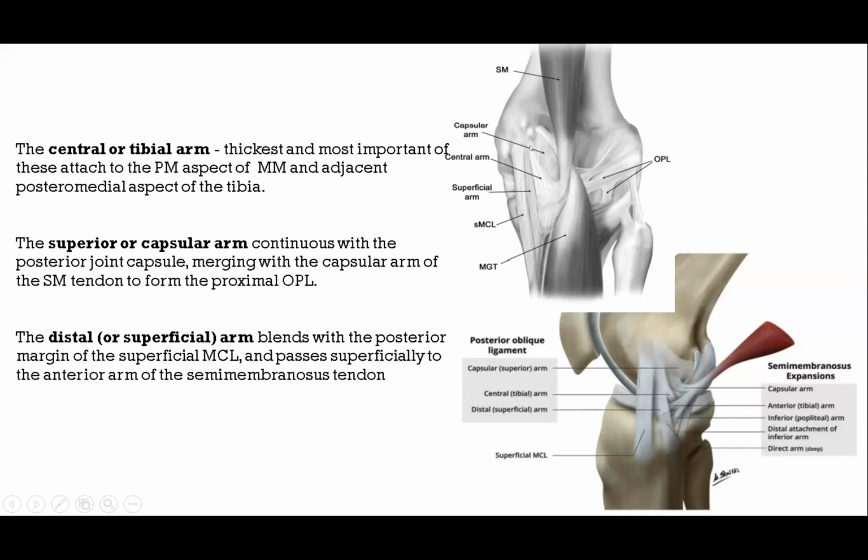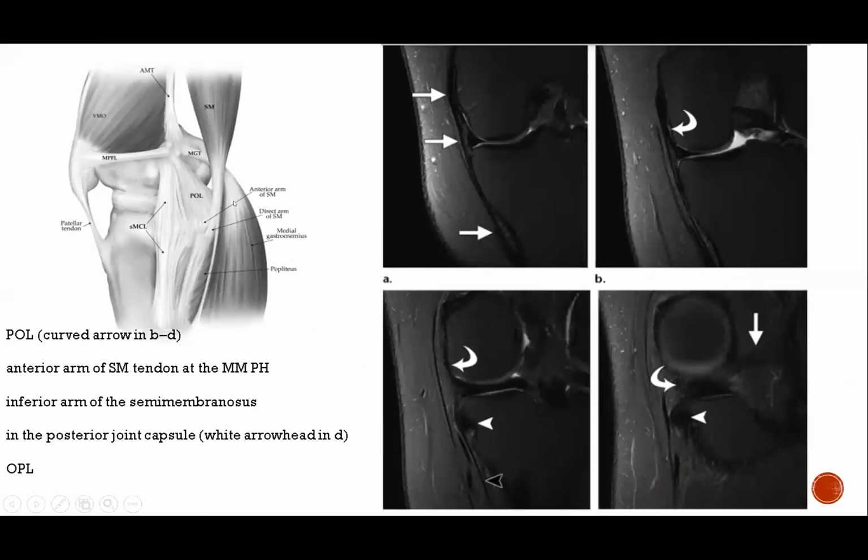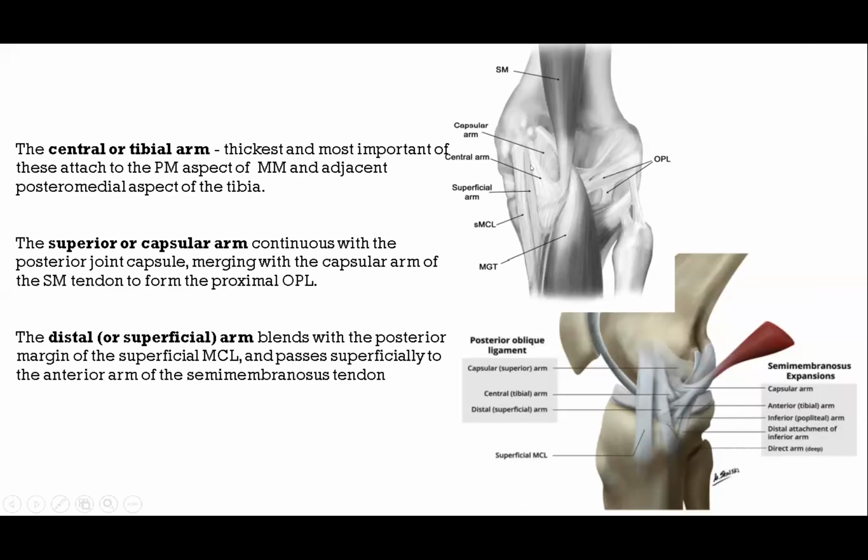So this picture also depicts 3 arms. This is the capsular arm, which is continuous with the capsular arm of the semimembranosus, as we have already discussed. So the capsular arm of POL and the capsular arm of semimembranosus form the oblique popliteal ligament.